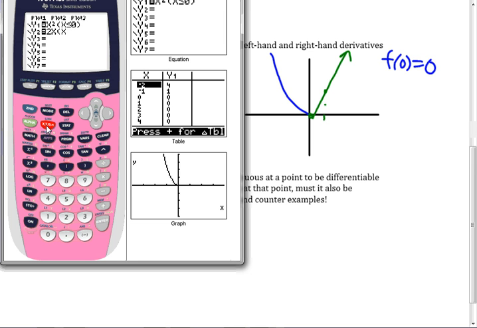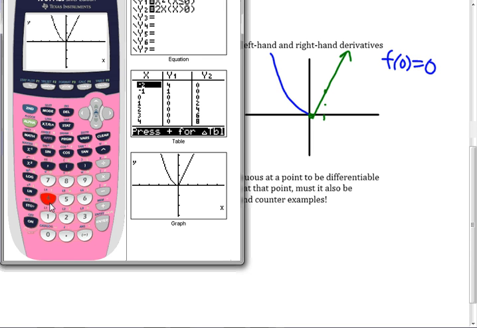Okay, where do I find it? I find it in test. I had to remember that. Second test. X greater than. So it's 3 then 0. And I prefer the decimal window, so I'm going to zoom it decimal. There you go. Zoom decimal.